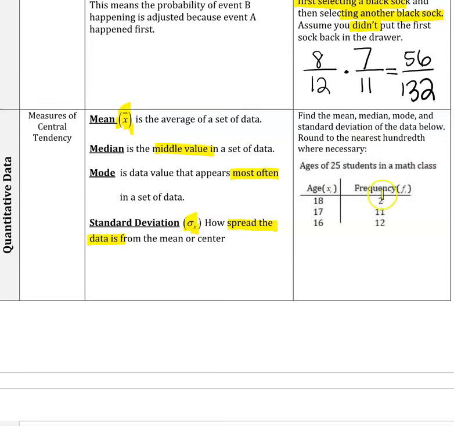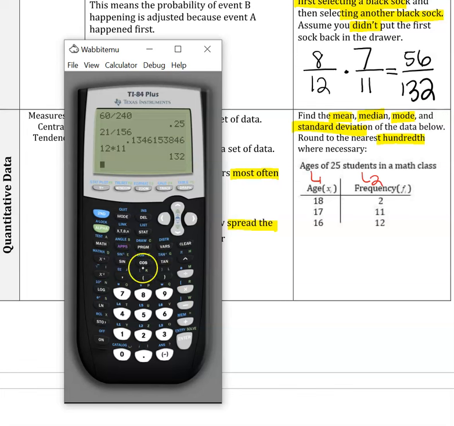So, given this data set, I want to find the mean, median, mode, and standard deviation and round to the nearest hundredth where necessary. You're going to see me take this table, call the left L1, the right L2, and plug it in my calculator. So I'm hitting Stat, Edit. Let me clear out my old data here. I'm going to highlight the top, hit Clear, and Enter. So I've got 18, 17, 16, and then the frequency is 2, 11, and 12.